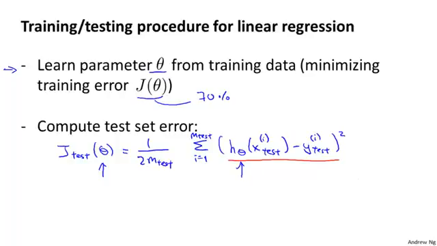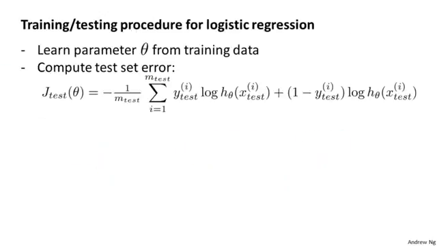And of course, this is the definition of the test set error if we are using linear regression and using this squared error metric. How about if we were doing a classification problem and, say, using logistic regression instead? In that case, the procedure for training and testing, say, logistic regression is pretty similar. First, we will learn the parameters from the training data, that first 70% of the data, and then we will compute the test error as follows.